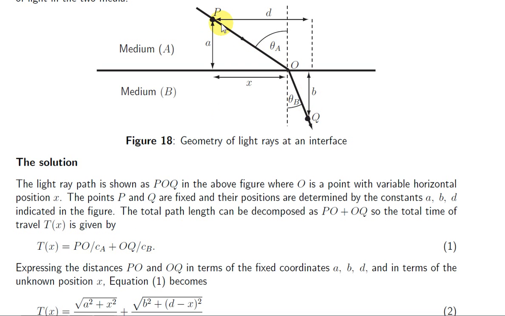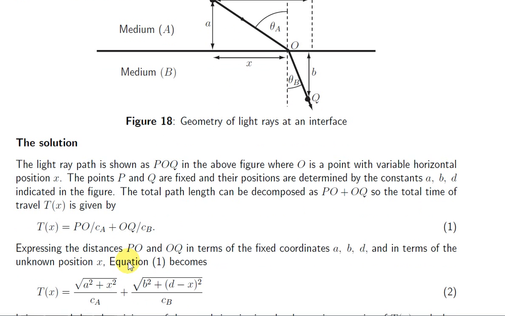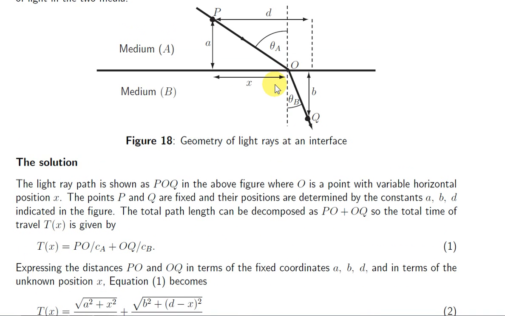We can use Pythagoras' theorem to get PO in terms of x. It's the hypotenuse of a right angled triangle of short sides A and x. So PO is the square root of A squared plus x squared. Now what about OQ? Let the horizontal distance between P and Q be small d. Okay, that's a constant, that's a given, since P and Q are givens.